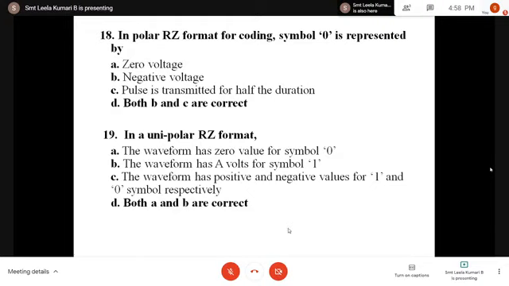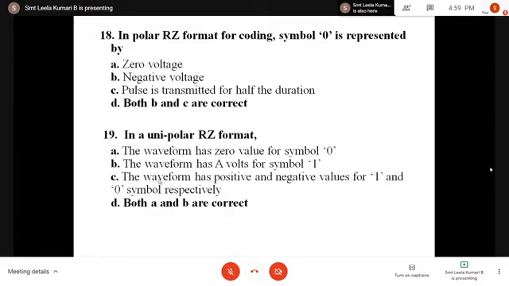In unipolar return to 0 format, the waveform has 0 value for symbol 0. So whenever return to 0 format comes with unipolar, unipolar means only one polarity will be there. So in that particular case, 0 is represented by 0 value. The waveform has A volts for symbol 1. So symbol 1 is represented by means of some positive voltage. The waveform has positive and negative values for 1 and 0 symbol respectively.